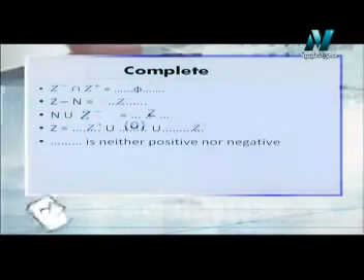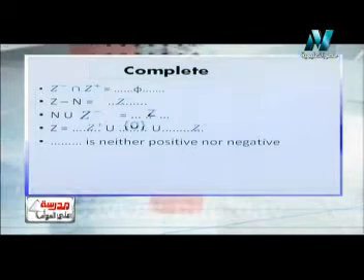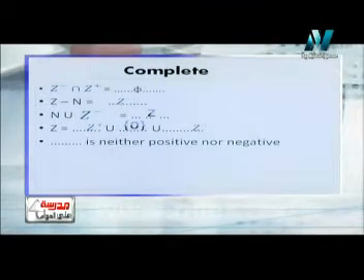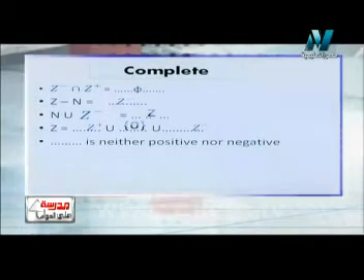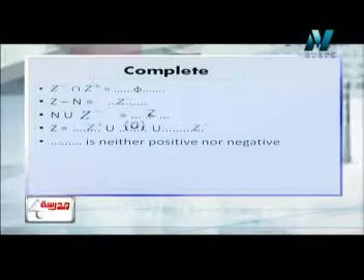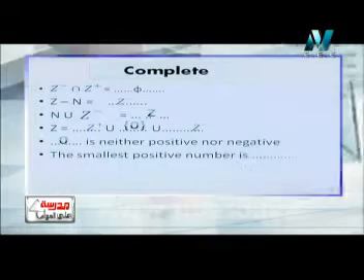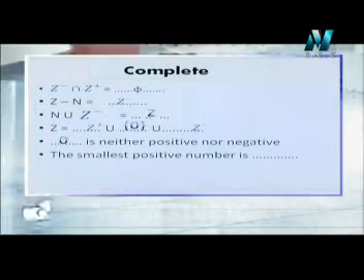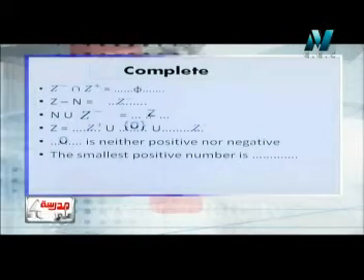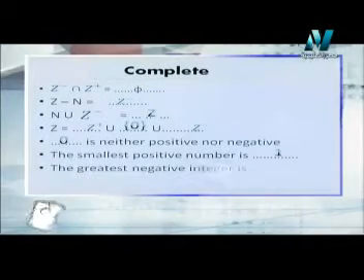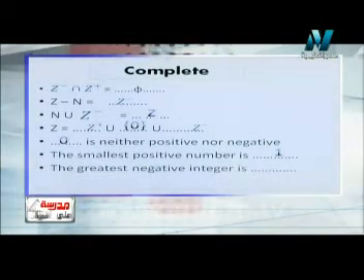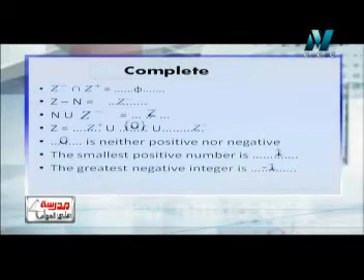What is the element that is neither negative nor positive? 0. The smallest positive number is 1. The greatest negative integer is negative 1.